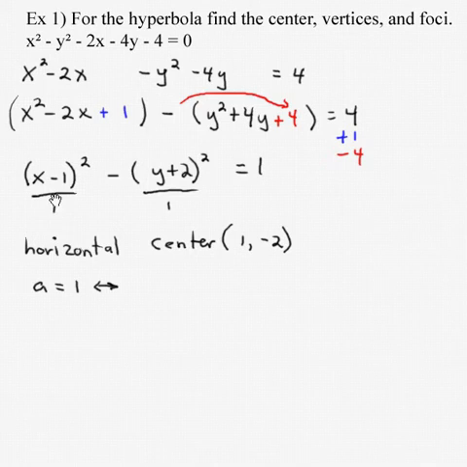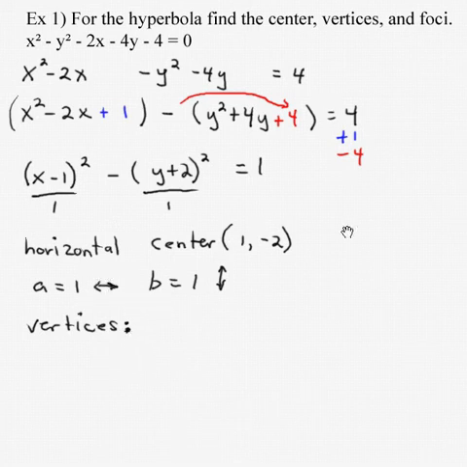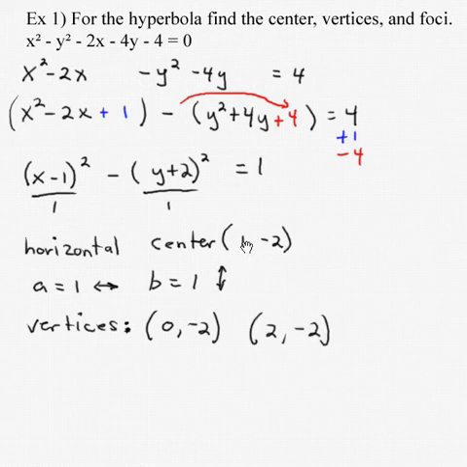A is the square root of the denominator from the fraction that is not being subtracted. So the square root of 1 is 1. We're going to go left and right 1. We're also going to go up and down 1 because b is also 1. Left and right 1 for a gives us the vertices. Up and down 1 just helps us get the rectangle so we can get our asymptotes. To find the vertices, remember a hyperbola only has 2. We're going to go left and right 1 from the center. Left 1 from the center is 1 minus 1, which is 0. And then right 1 from the center, 1 plus 1 is 2. And those are my 2 and only 2 vertices.